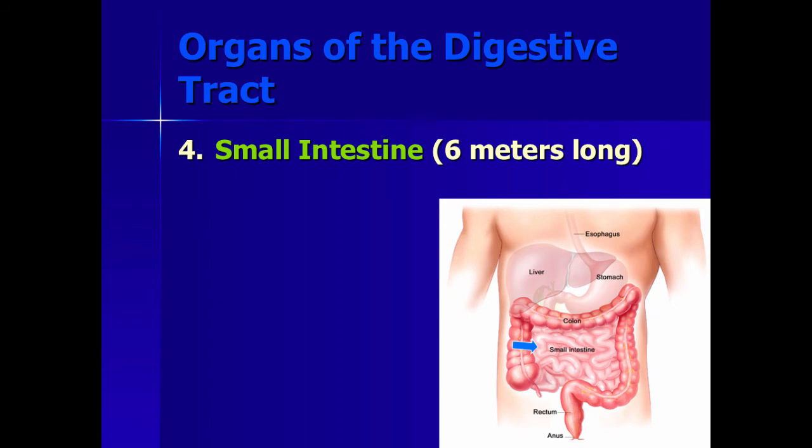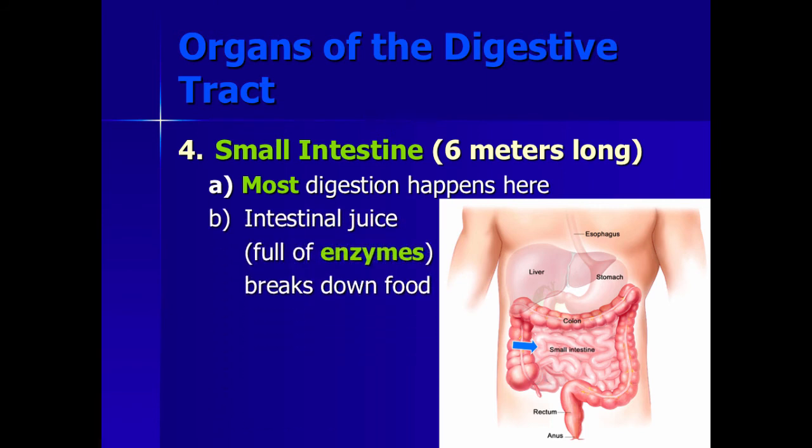Okay, so let's continue with the organs in the digestive tract. Now we're on the small intestines. Your small intestines might be thin, but they are very, very long, about 6 meters long in an adult. This is where most digestion happens here. So after your food has left your stomach, it is going to enter into your small intestines. This is where your intestinal juices, which are full of enzymes, are really going to start breaking the food down into those molecules that your cells can absorb. Okay, so your small intestines, this is where most of the digestion happens. Make sure you put a big star by that.